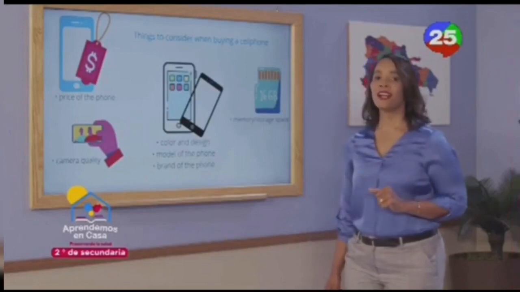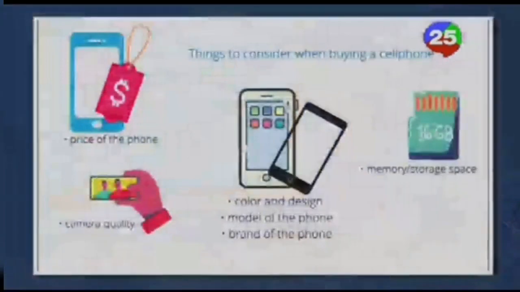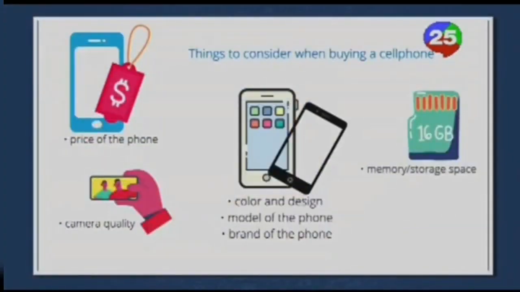Repeat for pronunciation. Price of the phone, color and design, model of the phone, brand of the phone, memory or storage space, and camera quality.